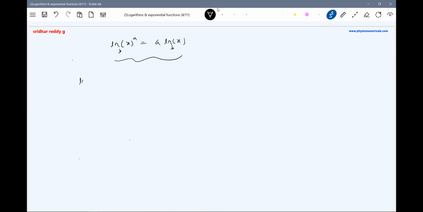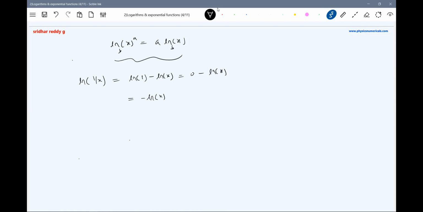Okay, after this, the log of 1 by x. Log of 1 by x, we can write as log 1 minus log x. Log 1 will be 0. So therefore, log of 1 by x, what you can write is minus of log x.